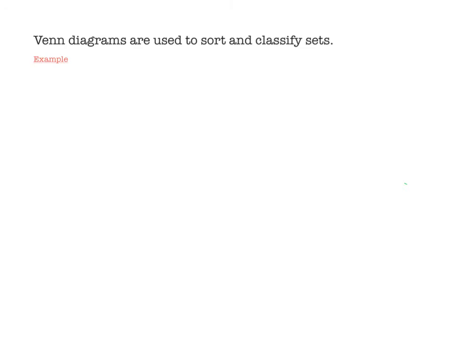Now you have seen Venn diagrams before, and you've used them to sort and classify sets. We definitely use them as part of our factors and primes and highest common factor, lowest common multiple, I think in Unit 1, which made that a lot easier. So Venn diagrams make this topic a lot easier as well.